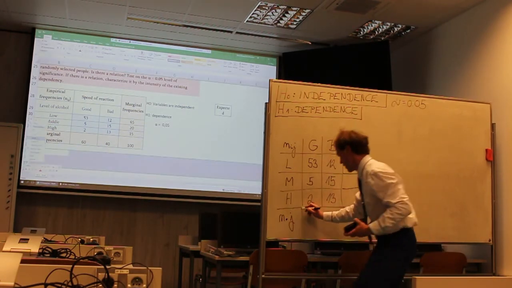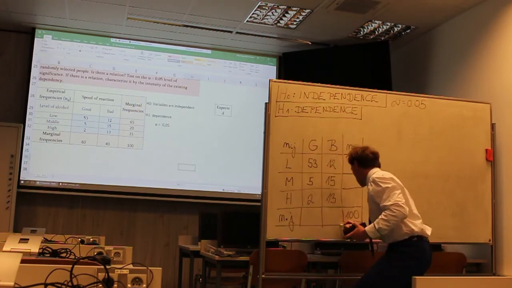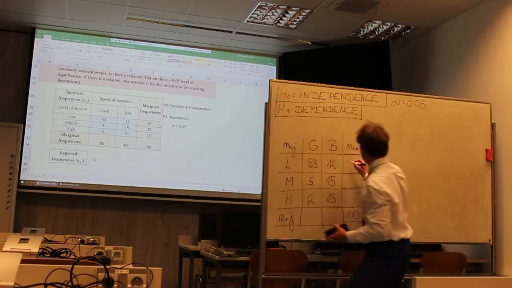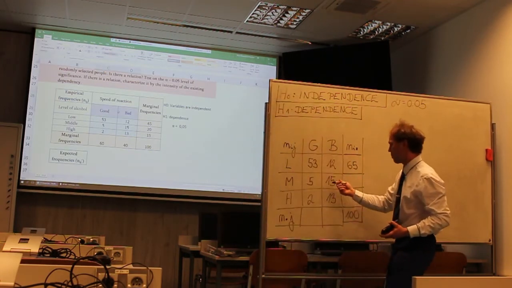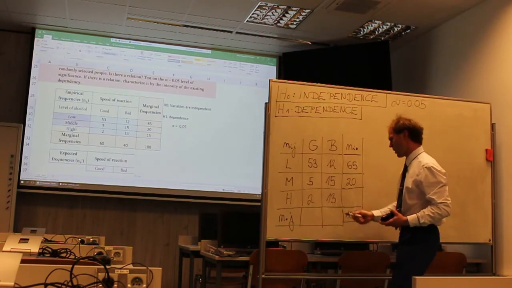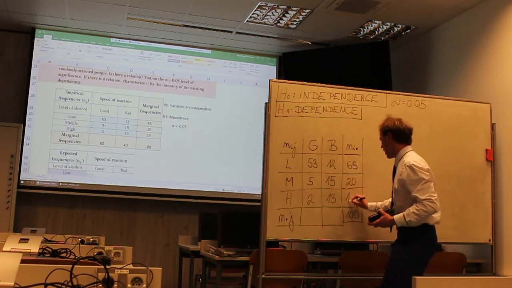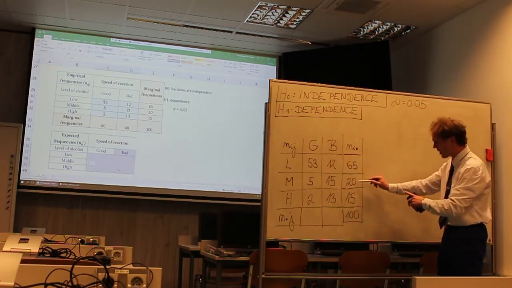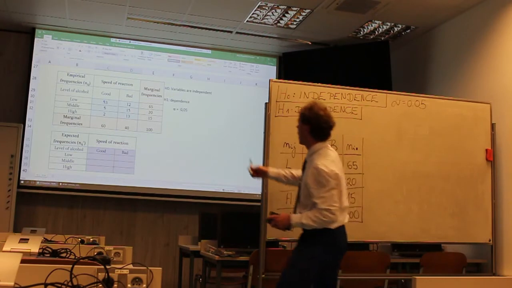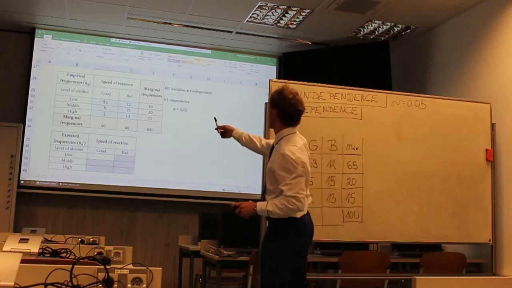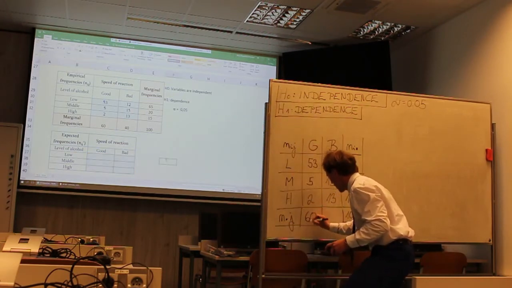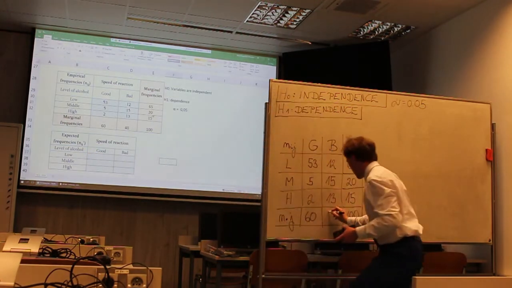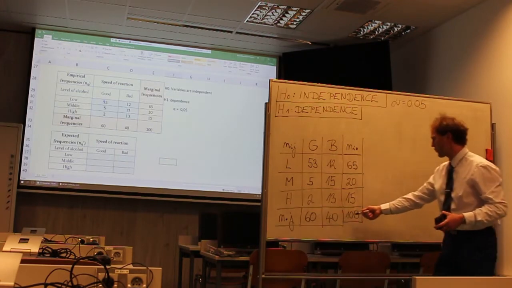Marginal frequencies, side frequencies, summation of rows and summation of columns. 53 plus 12, 65. 5 plus 15, 20. 2 plus 13, 15, yes? 65 plus 20 plus 15 is 100. 53 plus 5 plus 2 is 60 drivers, and 12, 15 and 13, 40 drivers. Again, 60 plus 40, 100.